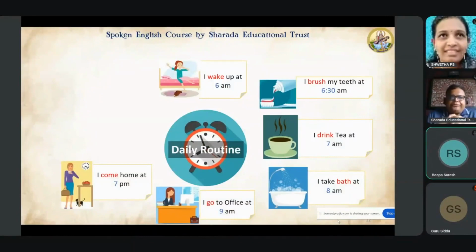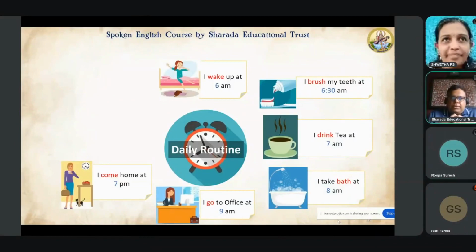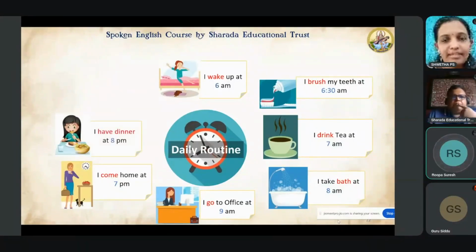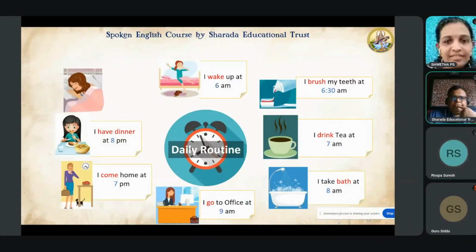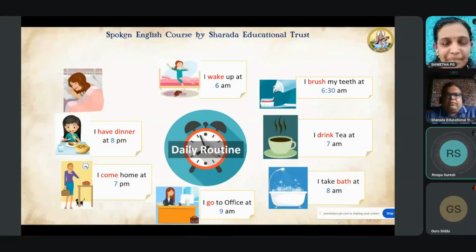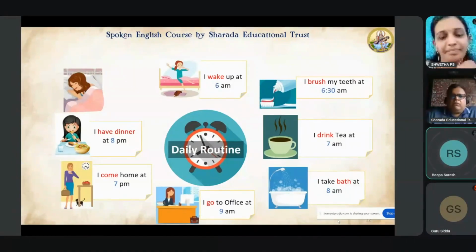Then we had a midday meal. Then again afternoon session I taken two classes, and 4:30 I leave the school. Then I reach the home at 6:30 or 7 sometimes. Then again I prepared the dinner for all of our family members, and then I go to bed at 10.